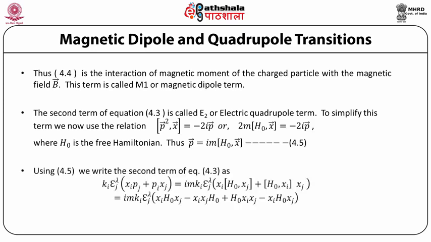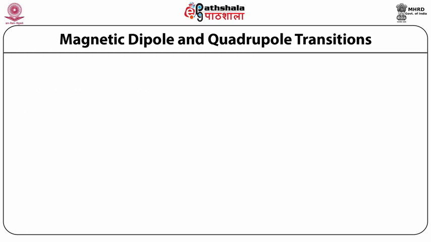Using this last equation, we write the second term of equation 4.3, k_i epsilon_j lambda (x_i p_j + p_i x_j), as im k_i epsilon_j times x_i into the commutator of H0 and x_j plus the commutator of H0 and x_i with x_j. And this gives us im k_i epsilon_j into x_i H0 x_j minus x_i x_j H0 plus H0 x_i x_j minus x_i H0 x_j.